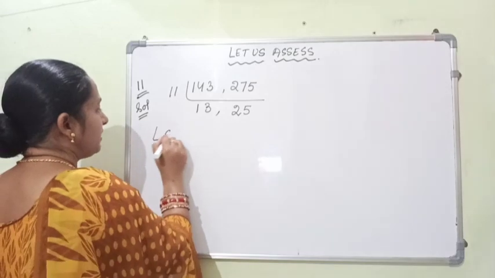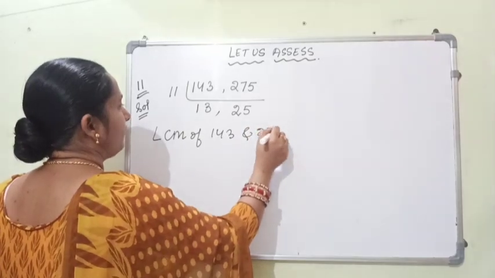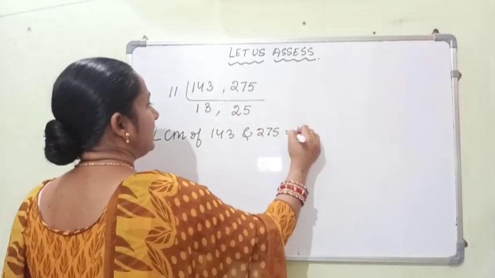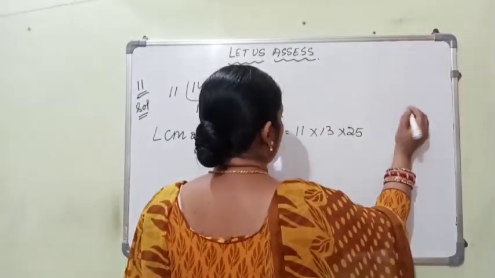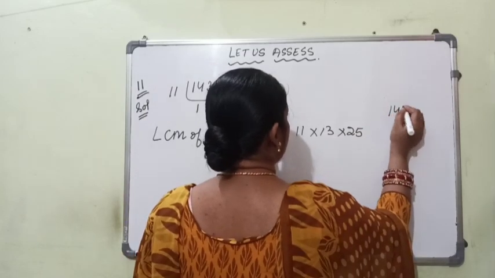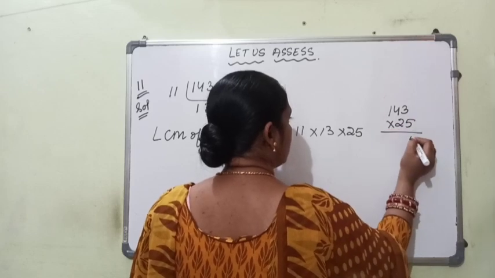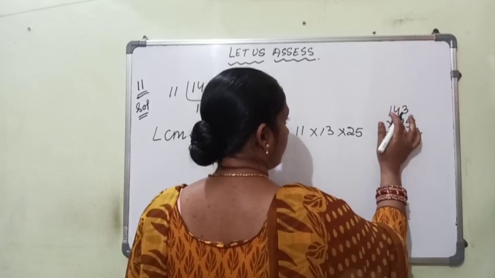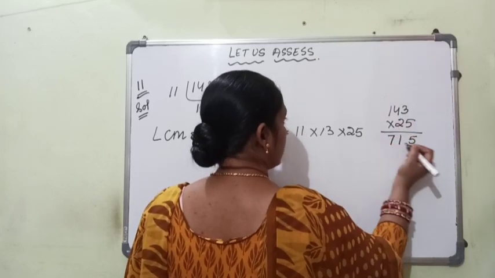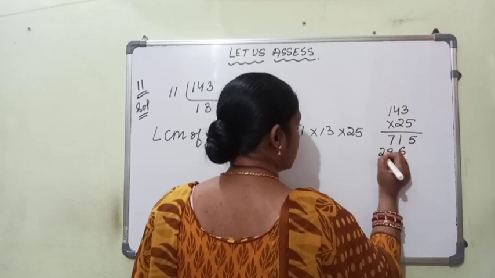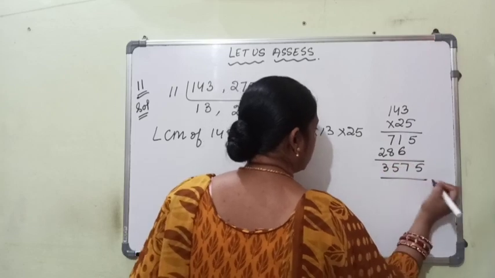So what will be the LCM here? LCM of 143 and 275 will be equal to the product of all these: 11, 13 and 25. So carefully multiply them. 11 into 13 is 143, and multiply it by 25. 5 3s are 15, 5 and 1, 5 4s are 20, plus 1, 21, and 2, 5, 2, 7. 3 2s are 6, 4 2s are 8, 2 1s are 2. 5, 7, 15 and 3.